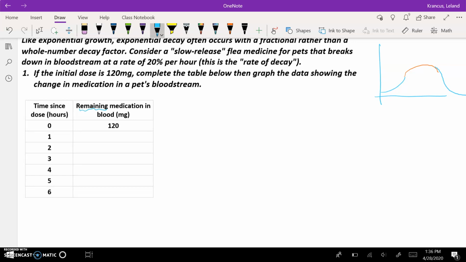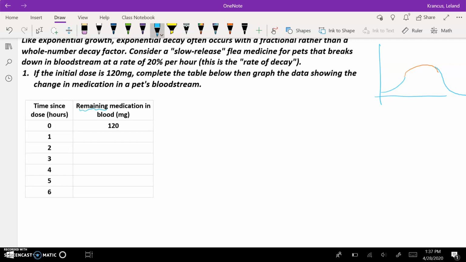That's kind of one of the factors that's considered when they're prescribing drugs to fight an infection or something like that, is they want to know at what point does it reach a possibly dangerous level, that it's released too fast, and at what point does it reach a concentration where it's not really being effective anymore and you would need to take your next dose.